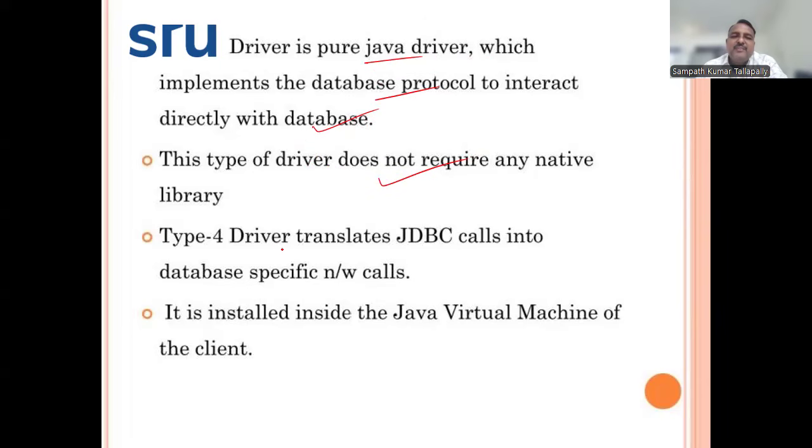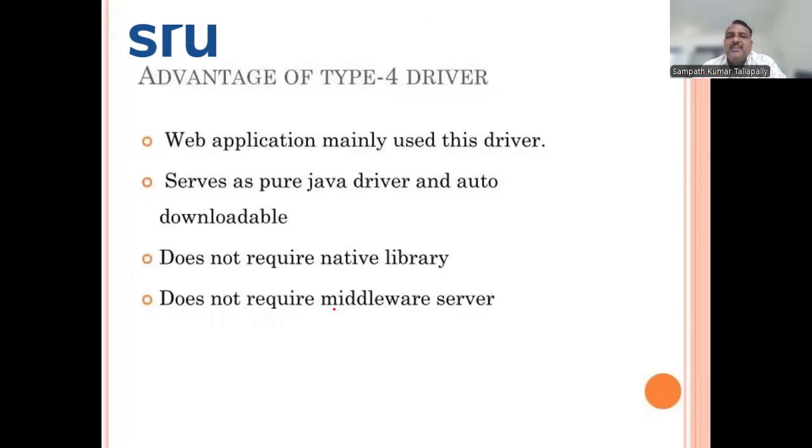Okay. Type 4 driver translates JDBC calls into database specific network calls. It is installed inside the Java virtual machine of the client. So there are no separate libraries which need to be installed when I use your type 4 driver. That's the advantage we have. And we use these drivers to design web applications. It's a pure Java driver, okay? It does not require any native library and does not require any middleware server. So we don't need them, right?